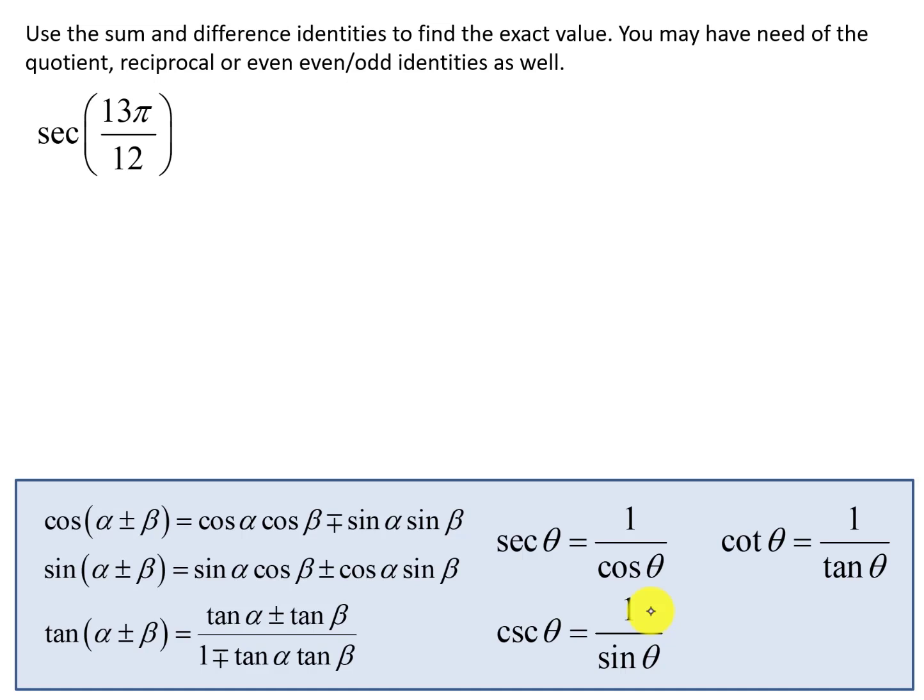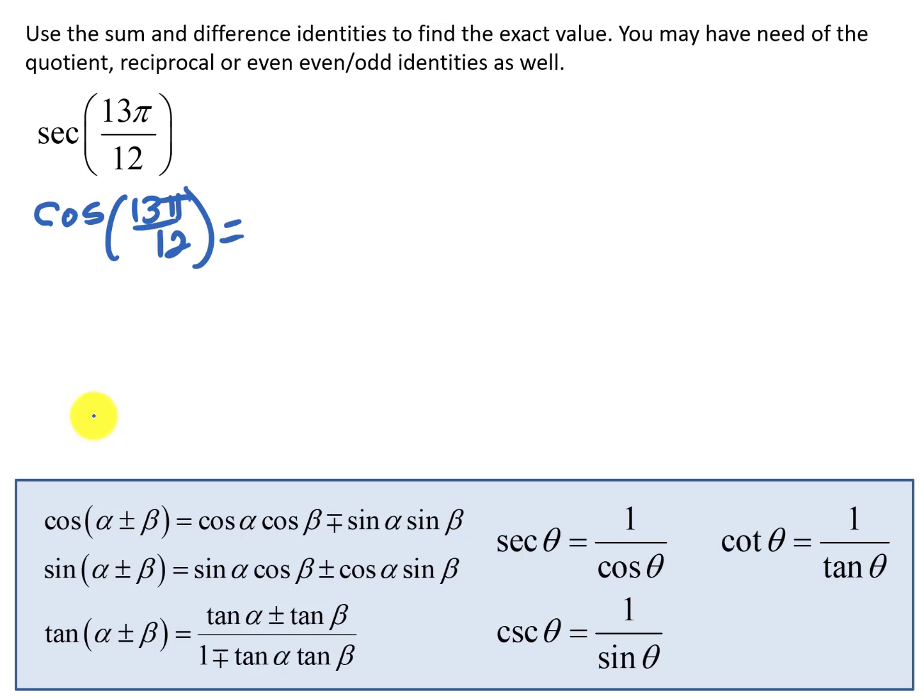So looking at our example, we want the secant of 13 pi twelfths. Secant is the reciprocal function for cosine. So I'm first going to compute the cosine of 13 pi twelfths, finding it exactly, and then once I get that, I'm just going to take the reciprocal and I will have the secant.